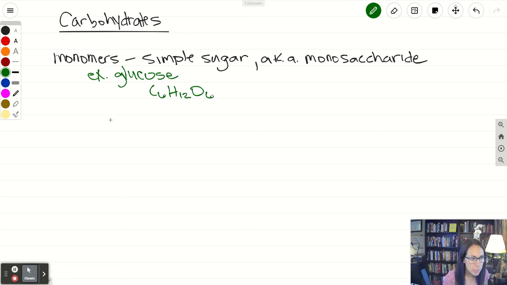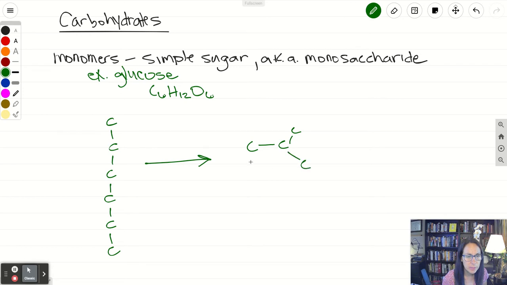And sometimes you see a glucose in a chain form, so the 6 carbons are in a chain: 1, 2, 3, 4, 5, 6. But sometimes the glucose molecules are found in a ring form. Sometimes this carbon will bind up to this carbon and form a ring, so it looks like this, and then there's a carbon that hangs off the end here. And so it goes back and forth between a linear form and a ring form.